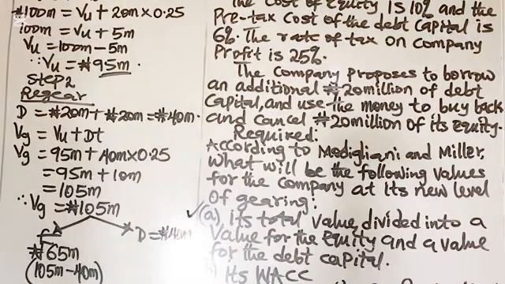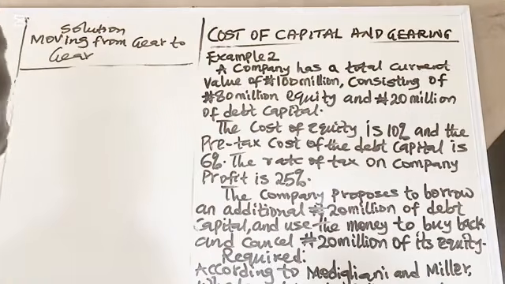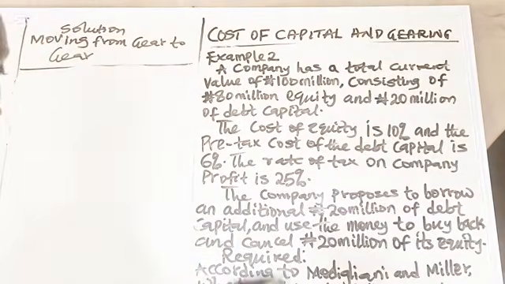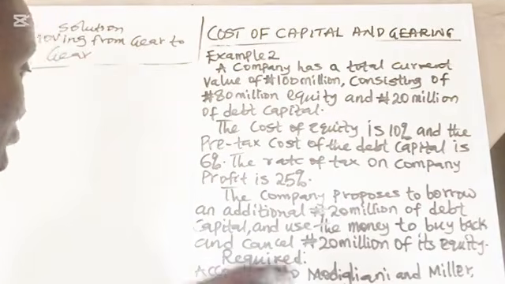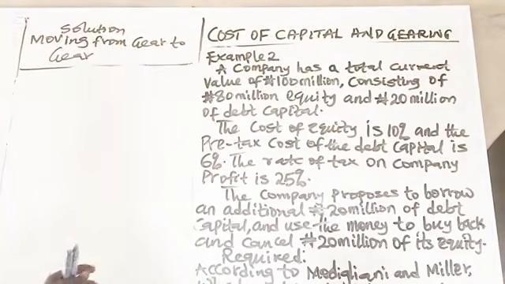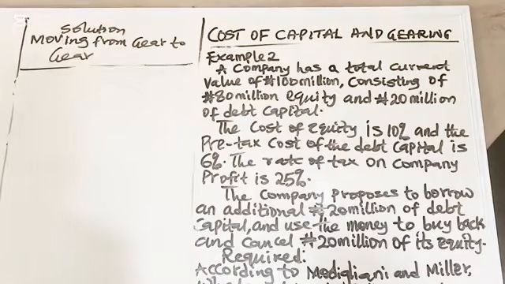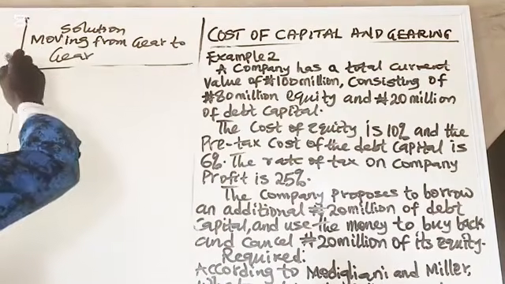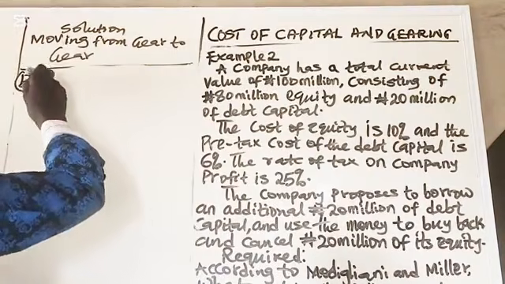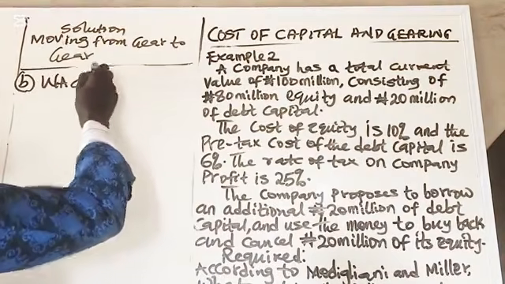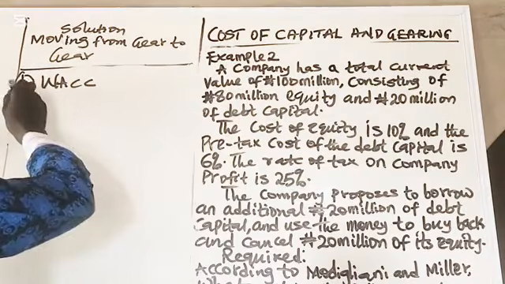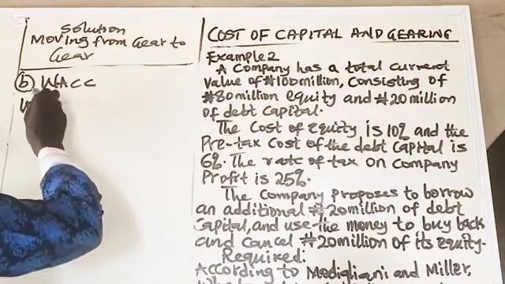Then the B part of the question, you have to determine its WACC. Since we do not know the cost of equity at the new level of gearing, and the cost of debt at the new level of gearing, there is no way we can calculate the value of WACC directly. So to answer B, we want to calculate the WACC, the weighted average cost of capital. That is what we want to calculate. And I've given you the formula for WACC of a geared company.